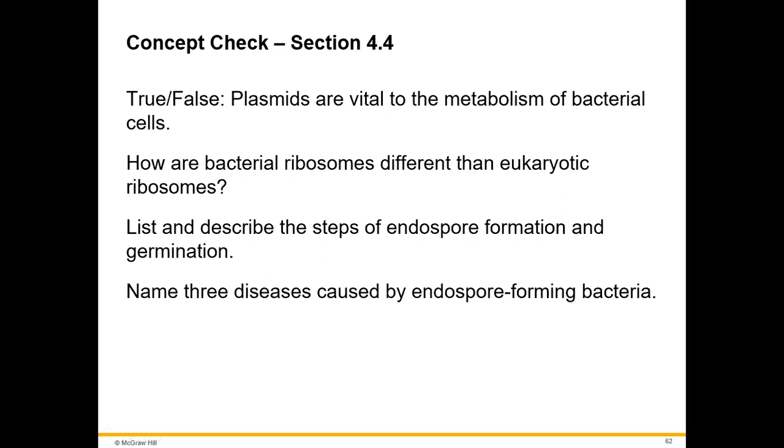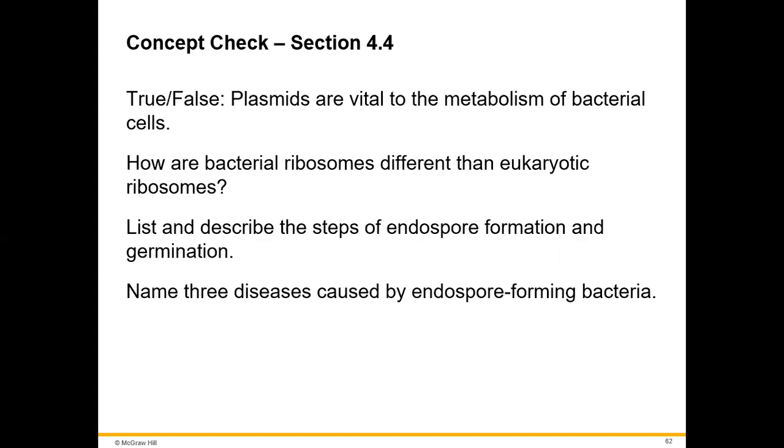So true or false, plasmids, are they vital to the metabolism of bacterial cells? False. You're saying false. The plasmids are not essential to survival of a bacterial cell. Plasmids, however, can carry virulence factors such as resistance to antibiotics and resistance to heavy metals.